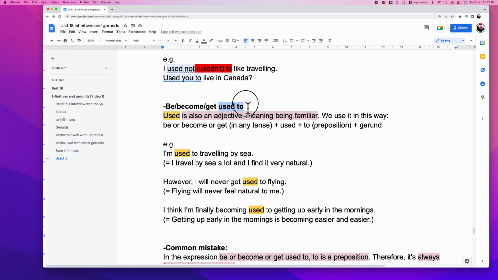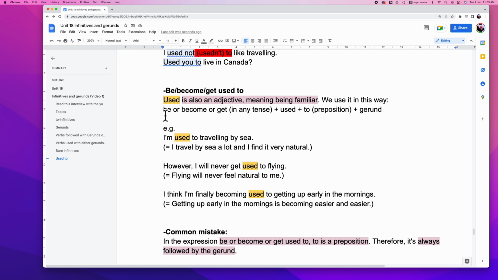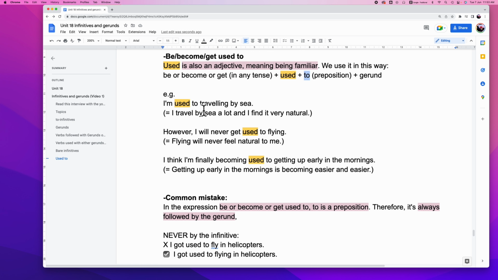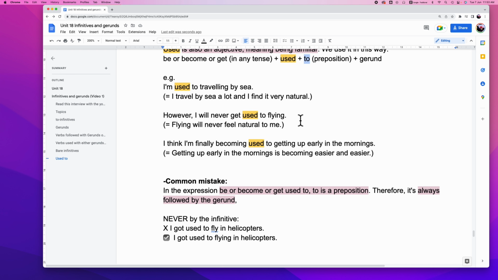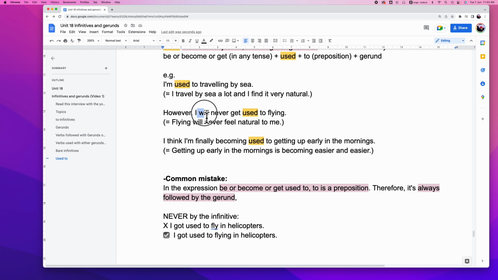When the word used to is with be, become, and get, the word used will become an adjective, meaning being familiar. The expression will be or become or get plus used to and prepositions, we must follow with a gerund. I'm used to traveling by sea. I travel by sea a lot and I find it very natural. Another one, however, I will never get what? Used to flying. Flying will never feel natural to me.